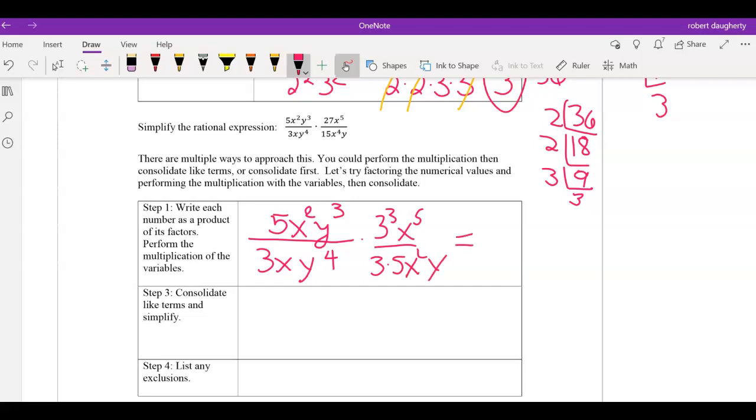So when you multiply, you multiply the numerators and the denominators. So I'm going to have what? 5 times 3 cubed. And then I have x squared times x to the 5th. That's going to be x to the 7th. And then I've got what? Y cubed divided by, what is it? 3 times 5. And then I'm going to have x. This was a x to the 4th right here. So I'm going to have x to the 5th and then y to the 5th.